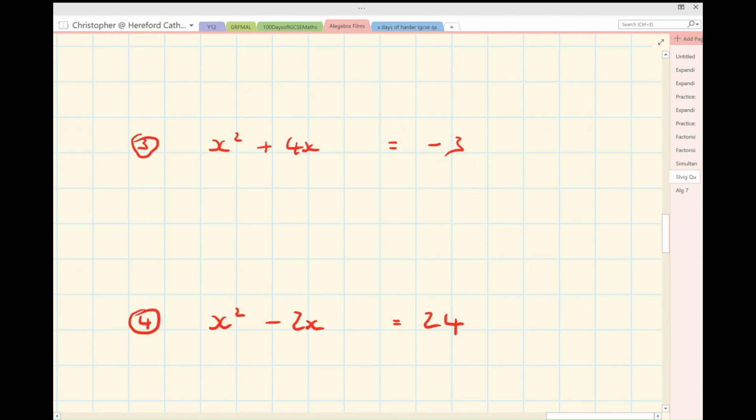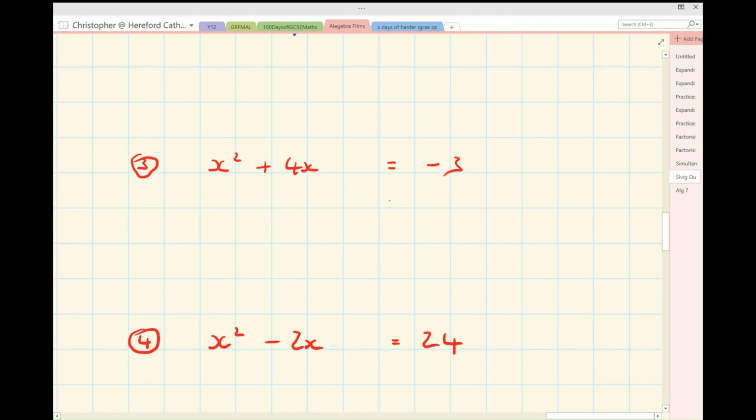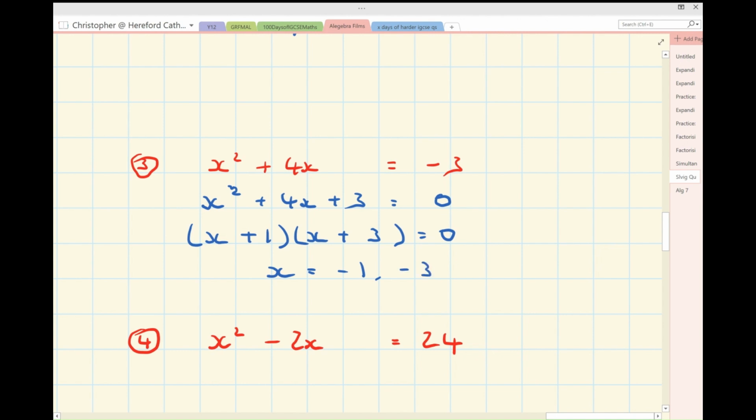Number 3, before you do anything, you need to have the right-hand side equaling 0. So I'm going to plus 3 to both sides. So I'm going to set the equation equal to 0 by plussing 3 to both sides, and now factorise. 1 and 3, plus and plus. So my two possible values for x there are minus 1 and minus 3.